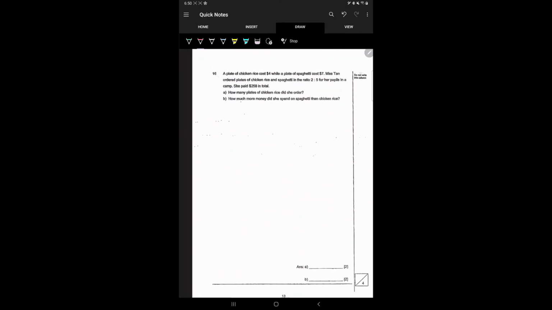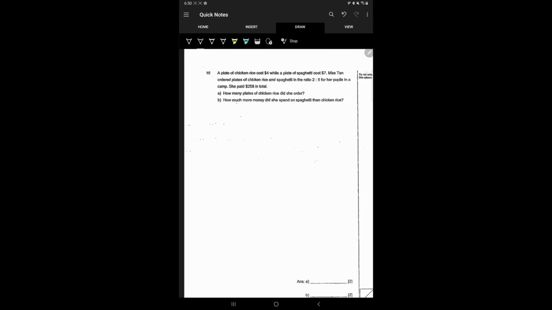So question 16, they tell you that a plate of chicken rice costs $4 while a plate of spaghetti costs $7. Ms. Tan orders plates of chicken rice and spaghetti in a ratio of 2 to 5 for pupils in the camp. She paid $258 in total. So how many plates of chicken rice did she order? So the ratio is actually $8 to $35 because $4 times 2, and $7 times 5. So you know that the total amount of units is actually 43 units, which have a total value of $258.